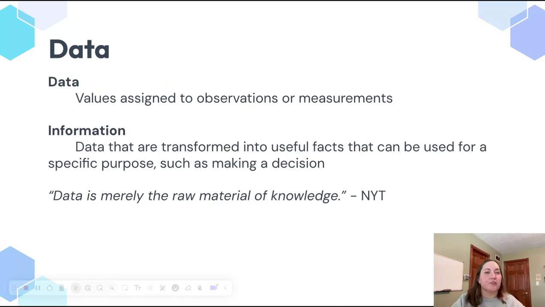As we talk about data and information, I sometimes use these interchangeably, but what we're really talking about, data is the raw, I hate to use the word information in the definition, but it's the raw values that we get. So raw observations, the raw measurements, information is what we get out of it. So data isn't anything to start, but as we contextualize data, as we add more information, as we transform it, as we make decisions from it, that's where it becomes valuable. And New York Times had a great quote: data is merely the raw material of knowledge.